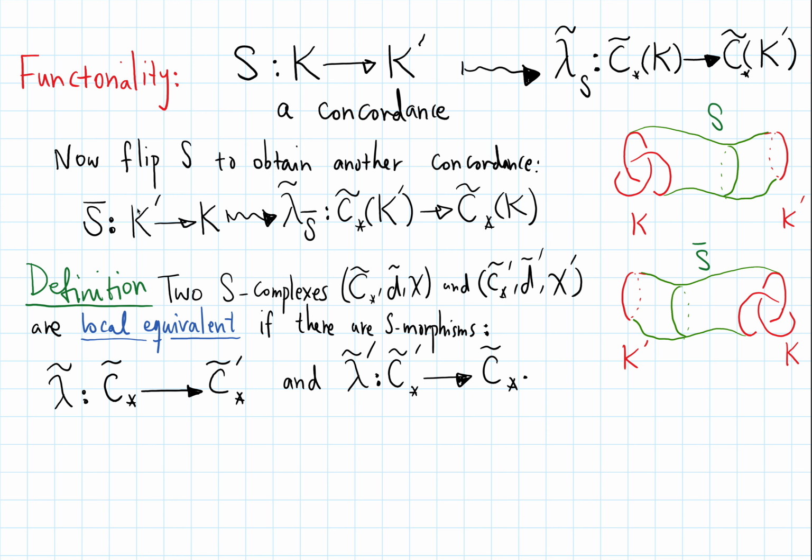This discussion here tells us that if you have a concordance between two knots K and K prime, then the associated S complexes are locally equivalent. The notation that we use for local equivalence is this. So we write C tilde is equivalent to C tilde prime. It is also straightforward to see that this notion is an equivalence relation.